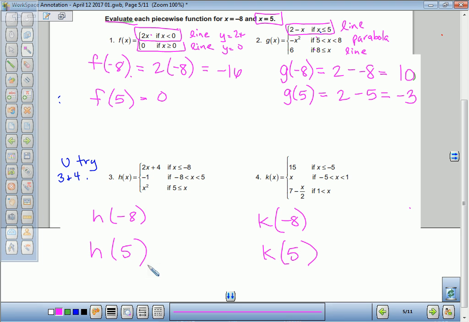Wait, will we ever have ones that we use 3 equations for? Only if I ask you to evaluate 3 different ones. Oh, like 3 different x's? Mm-hmm. Oh, okay. Yeah.